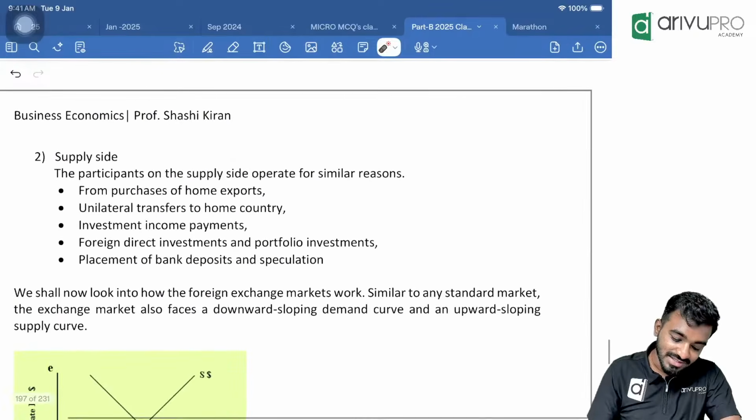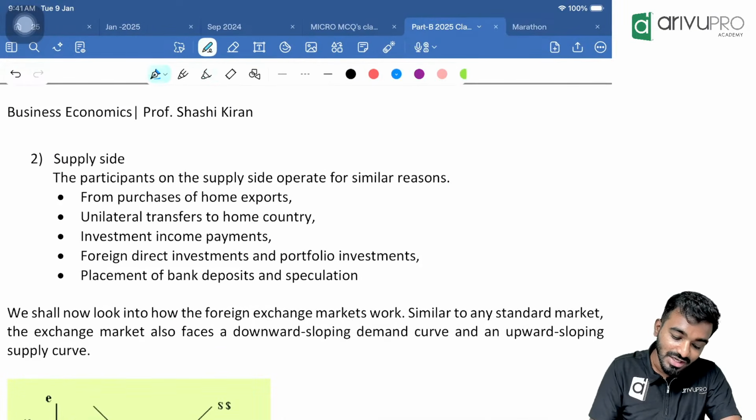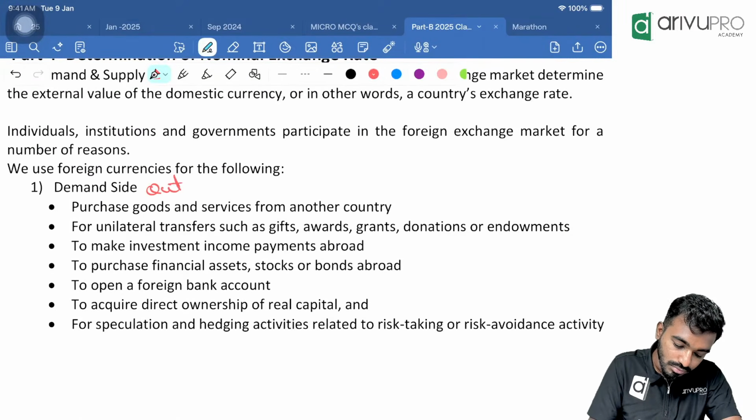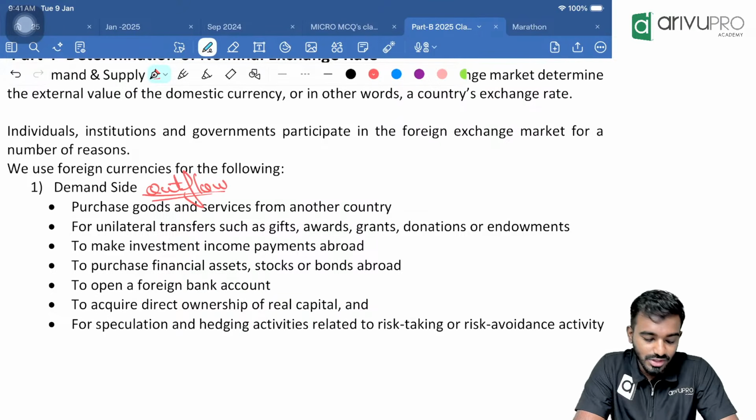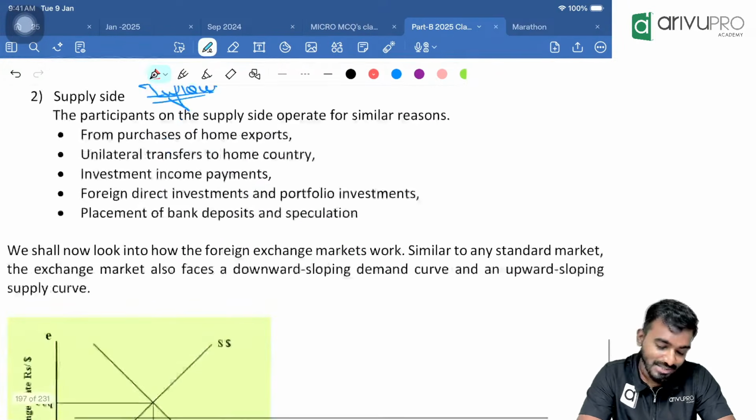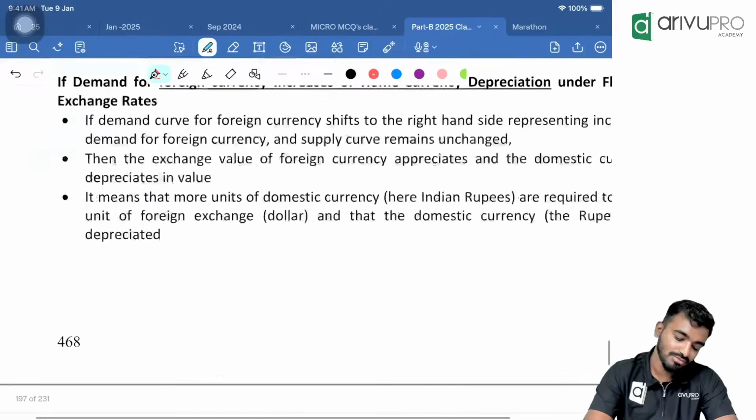And in the same way, on the supply side, money is coming inside. Supply is always an inflow. Money is coming inside. But demand is always an outflow. Money is going out. So in case of the demand side of the exchange rate, money is going out. Supply side means money is coming inside. So this is the same shortcut I have explained.